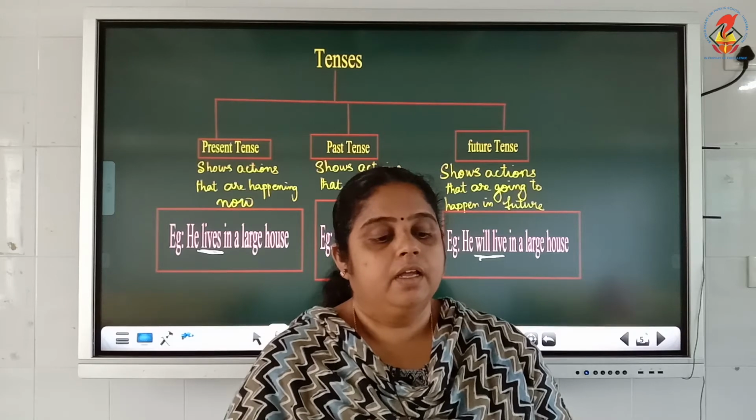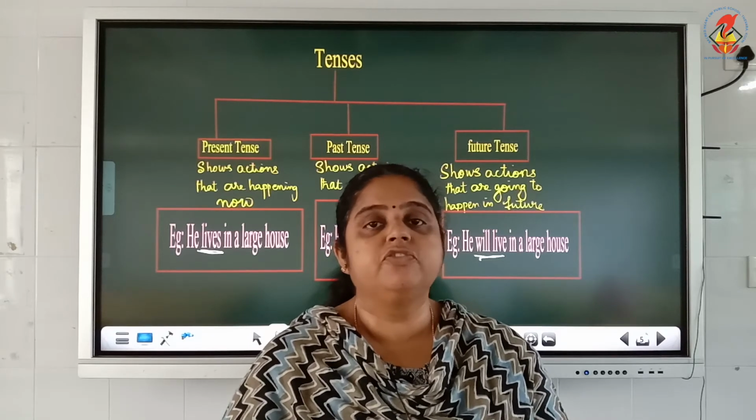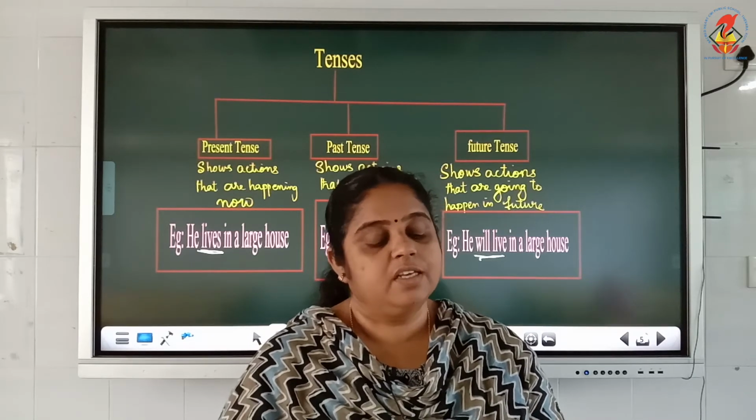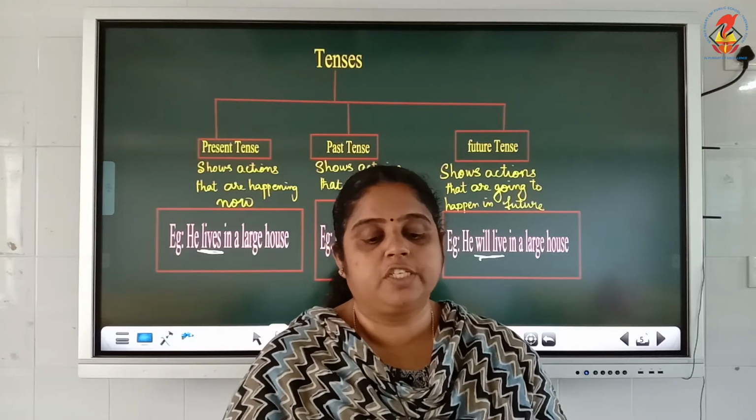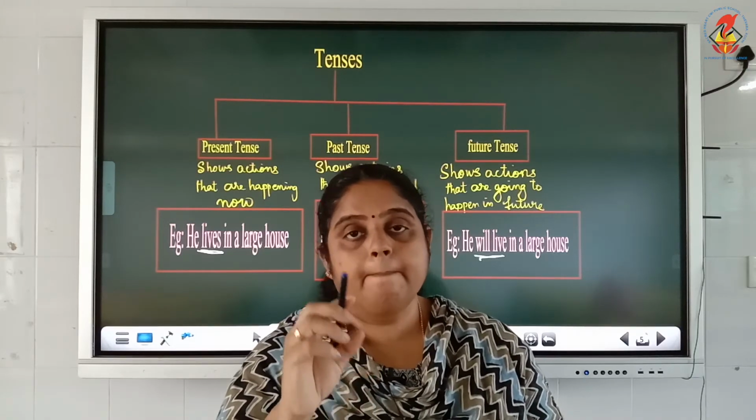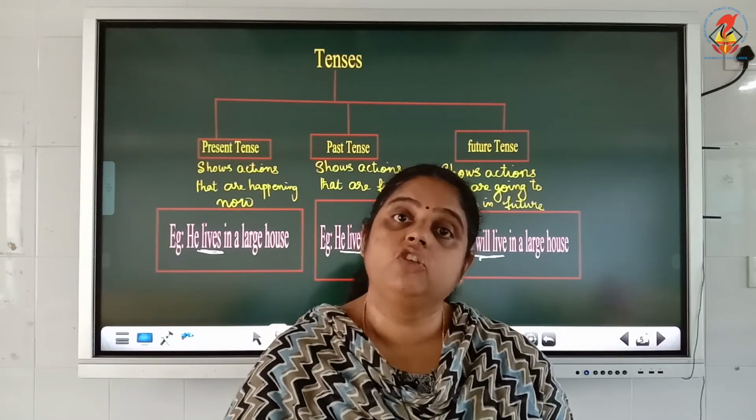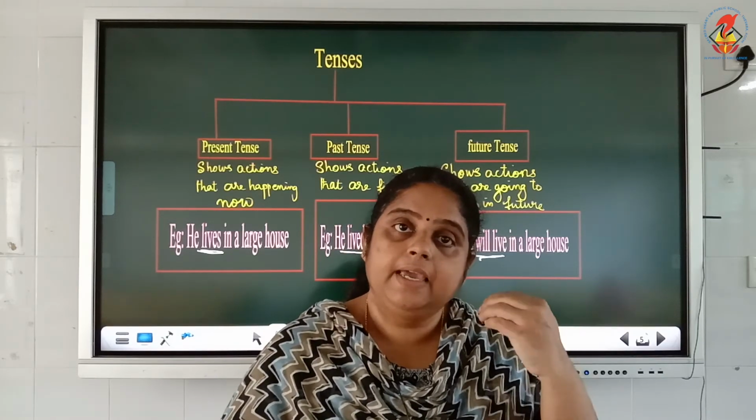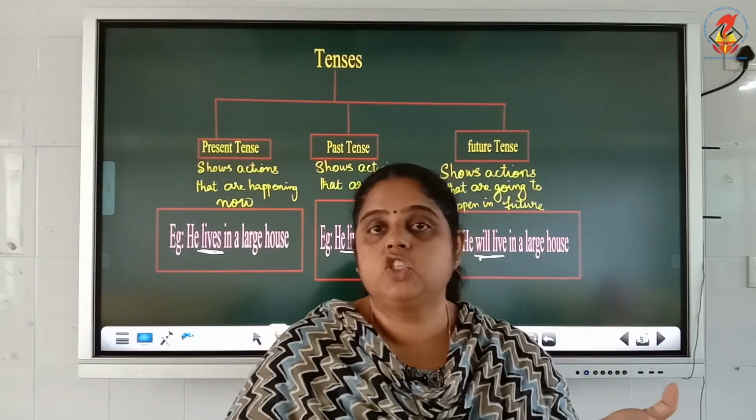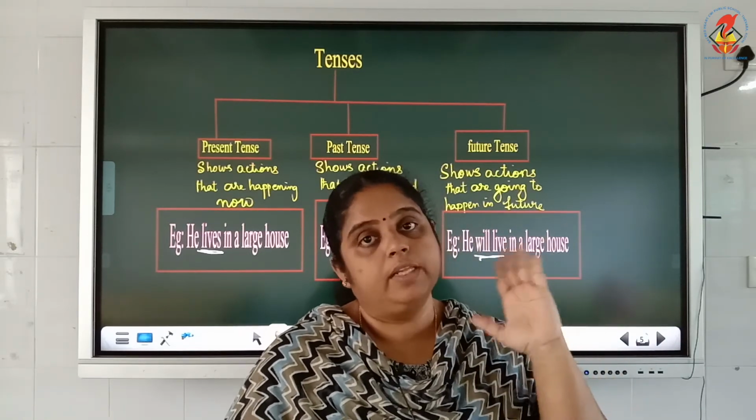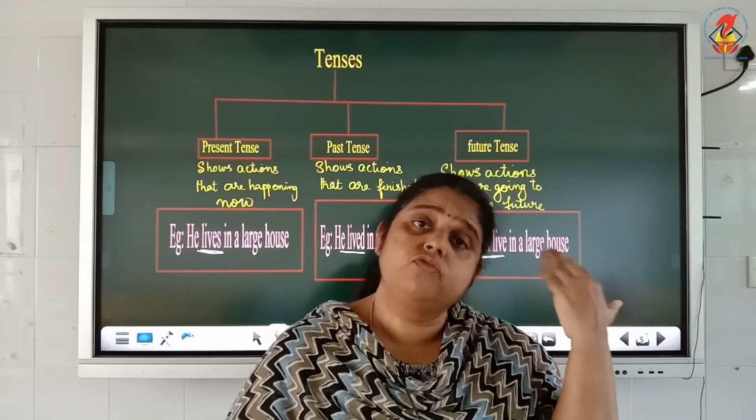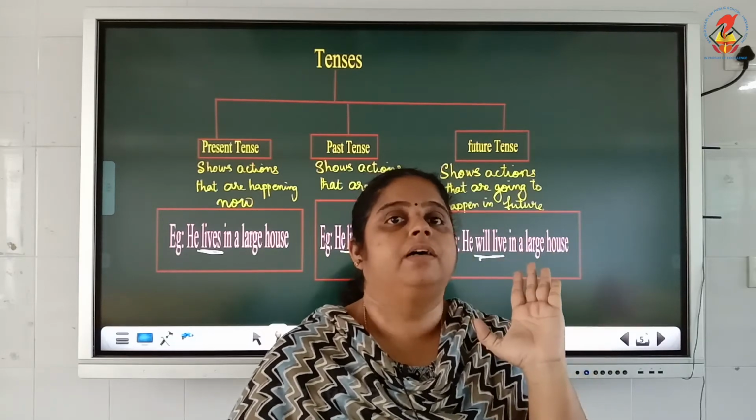Second one, he blank some beautiful pictures. Paint is given as the verb. You have to change it into simple past tense. How will you change? Yes, the action will change into painted. So, in the past, he painted some beautiful pictures. Not now, in the past.